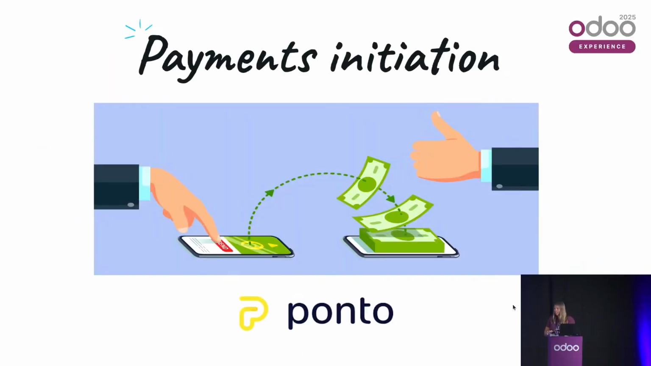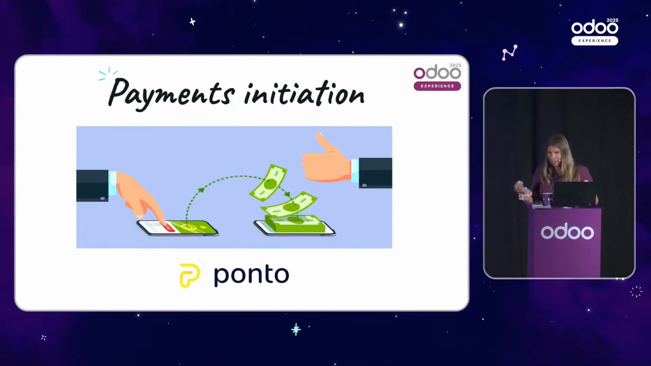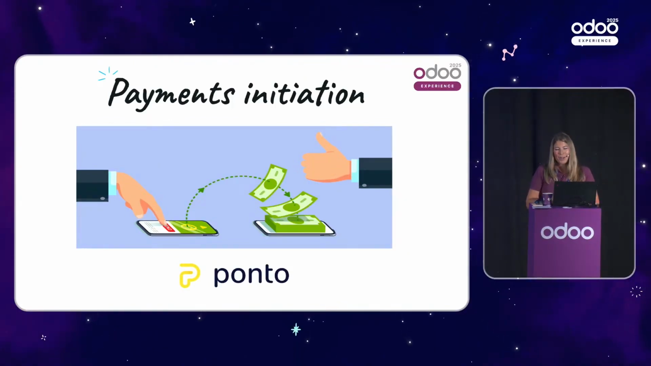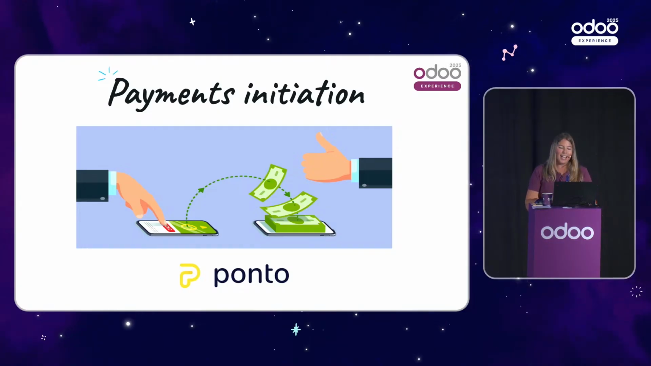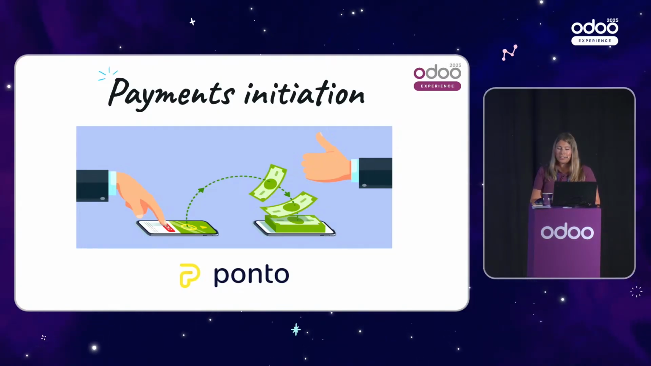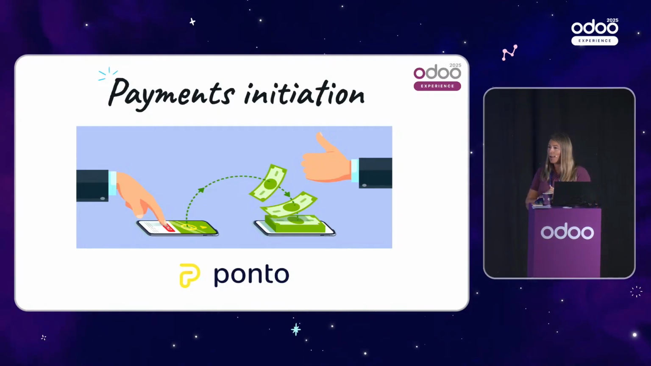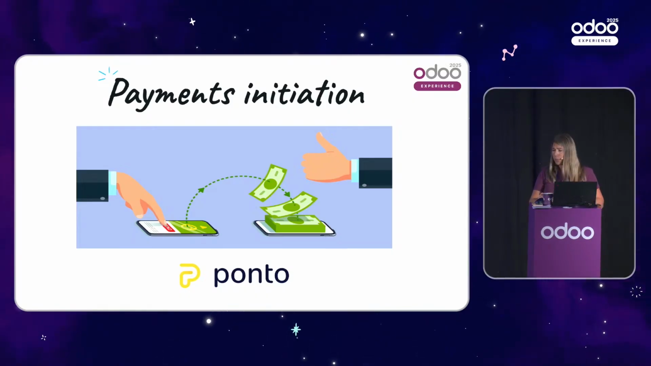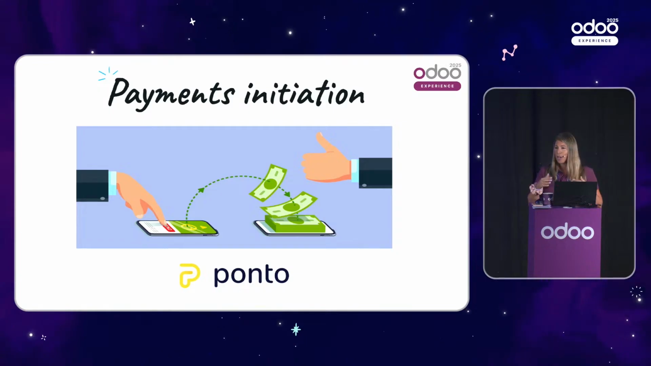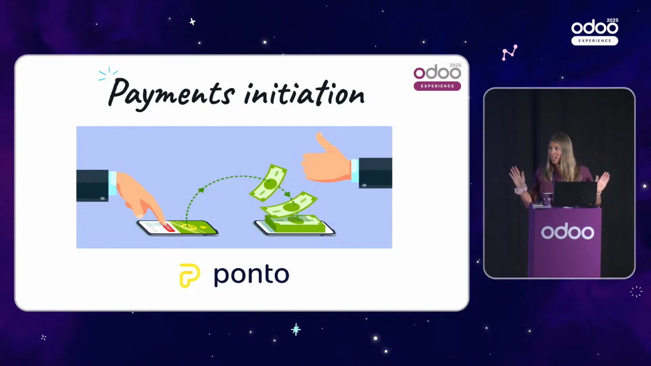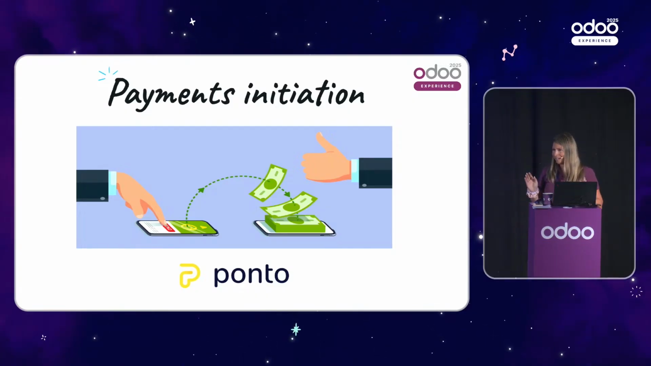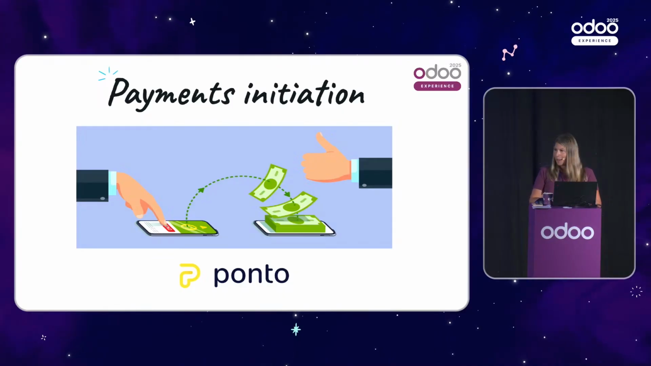But bank synchronization is not only about receiving transactions. It's also about making payments, which is a new feature I would like to show you today. It's called payment initiation. For the moment, it's only available with Ponto, with the payment method SEPA credit transfer. How does it work? Basically, you can just send the payment directly from your Odoo database to the bank. No more downloading XML files from your Odoo database to the bank. It's super easy. I will show you how it works.